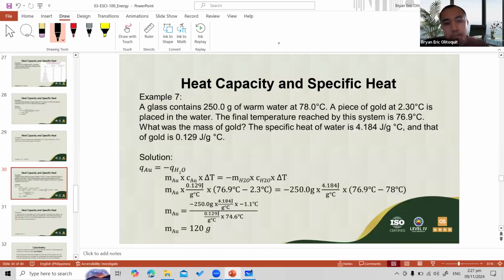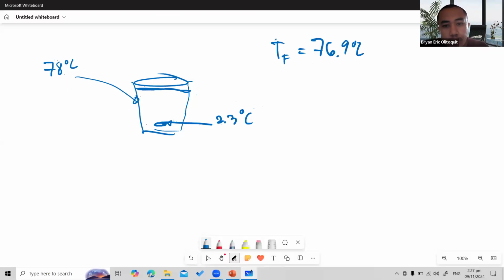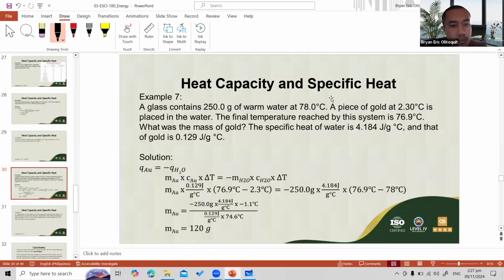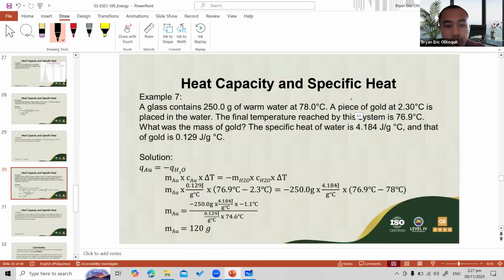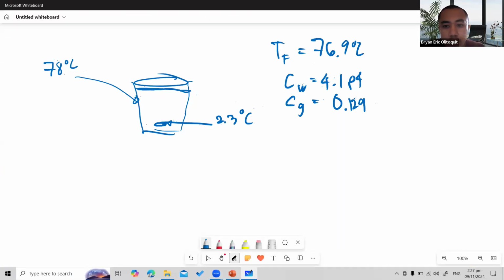And binigay din yung specific heat ng water as 4.184 joule per gram degree Celsius, and that of gold is 0.129 joule per gram degree Celsius.